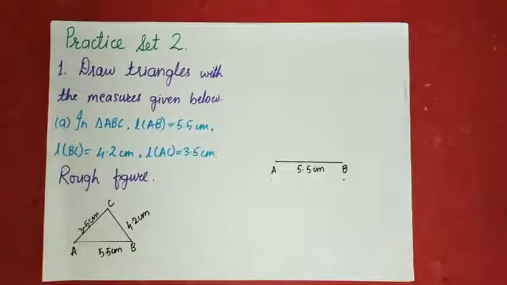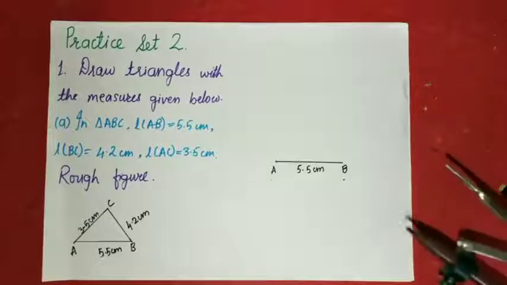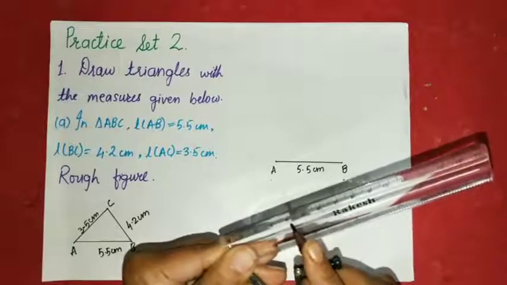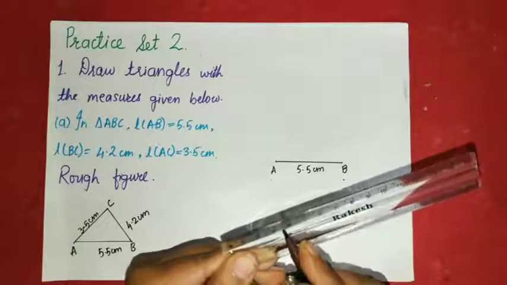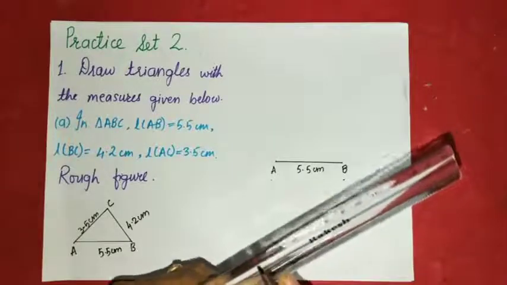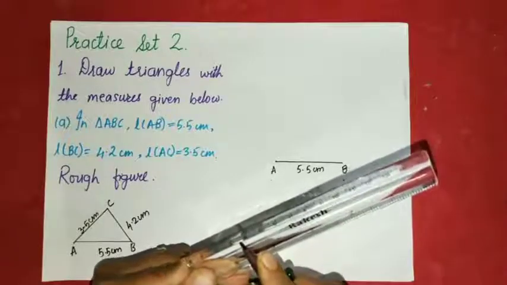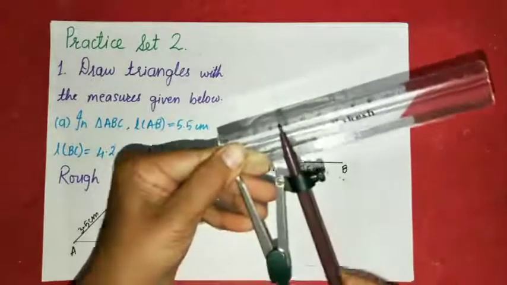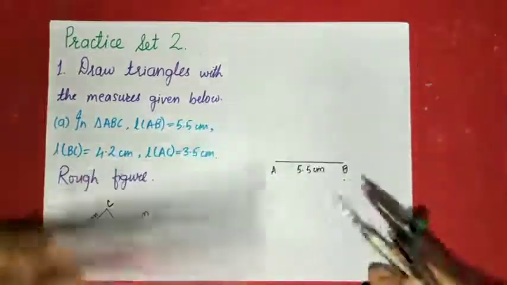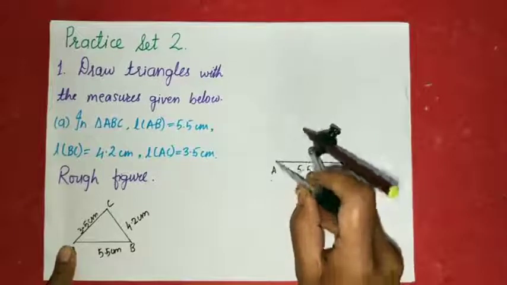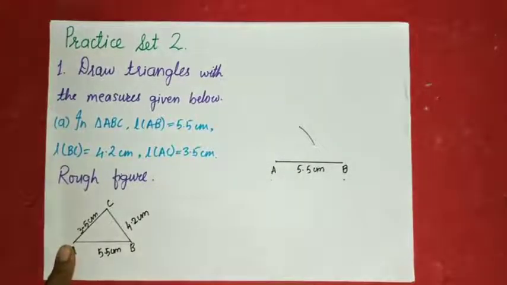Now we have to draw segment AC of length 3.5 centimeter. So take a compass, put the needle end on 0 and adjust the pencil end up to 3.5 on your ruler, like this. Now the distance between pencil end and needle end is 3.5 centimeter. I think everyone is able to see it here. Now put the needle end on vertex A and give the arc of 3.5 centimeter like this.